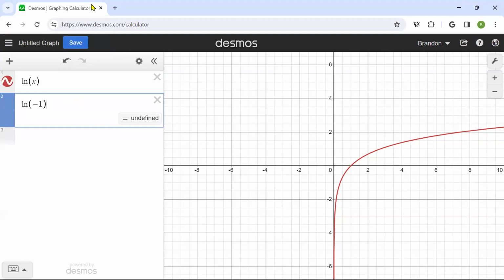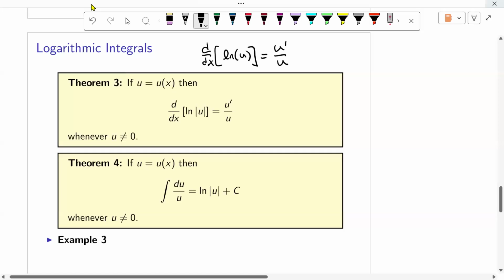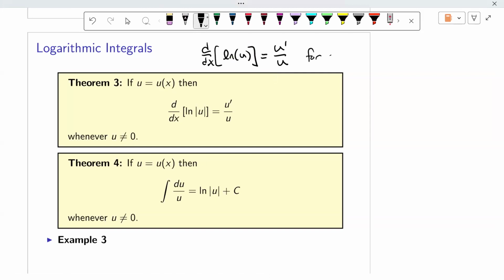By the way, if you decide to become a math major and take complex variables with me, we'll actually define natural log of -1, but Desmos doesn't know that stuff. It's not that smart. But for us, we're just gonna say it's not defined. So that means that if your u is taking on negative values, this rule doesn't work. This is really only for u greater than 0. So what do you do if your u is negative?